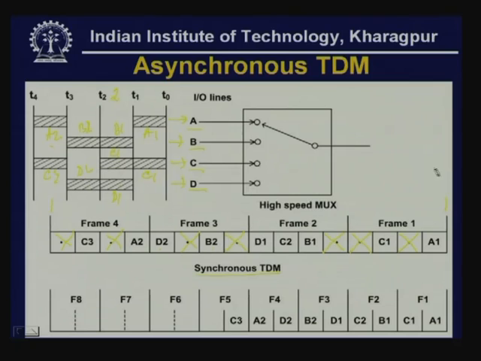In asynchronous time division multiplexing, we reduce the bandwidth. So, instead of 4 slots, we have only 2 slots coming out from this multiplexer. So, in a frame, we have got only 2 data. In the first frame, we are sending A1 and C1, in the second frame, we are sending B1 and C2, in the third frame, we are sending D1 and B2, in the fourth frame, we are sending D2 and A2, and then in the fifth frame, C3. So, we see that wastage is much less, and the remaining slots and frames can be used for sending data coming from the other time slots. So, we are making much better use of the available bandwidth.